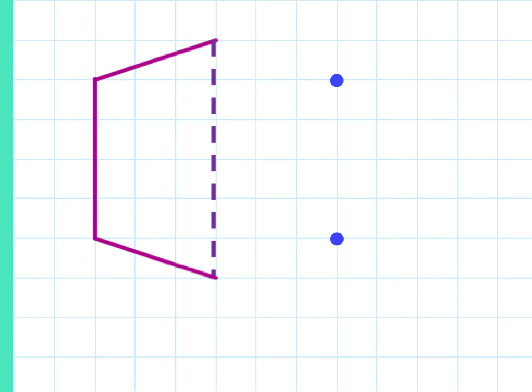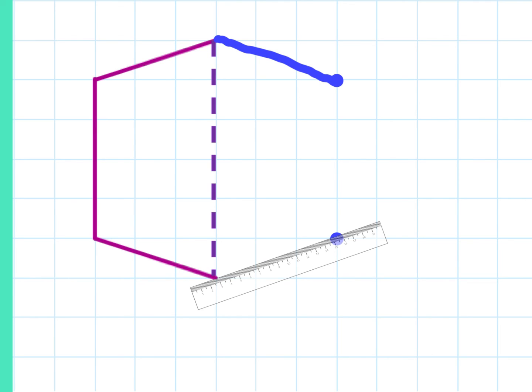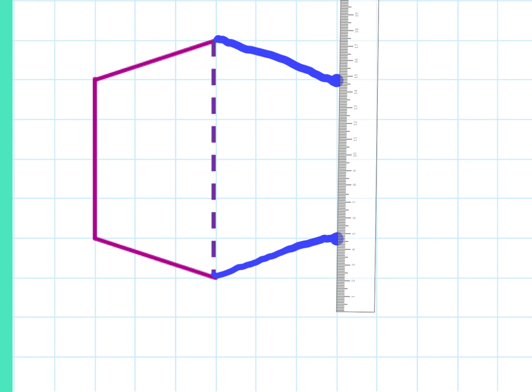Now let's use a straight edge to complete our line segments. We will draw a line from the line of symmetry to the first dot. Then we will draw another line from the line of symmetry to our second dot. Then we will connect our dots to complete our figure.